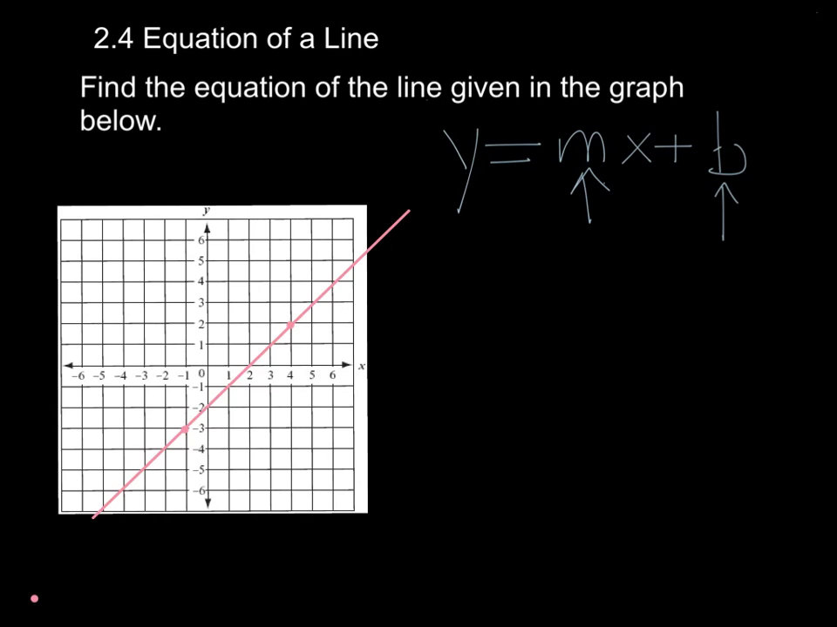So we'll take a look here and we notice that right here we have the y-intercept that is -2 on the y-axis. So we know that our y-intercept is -2.